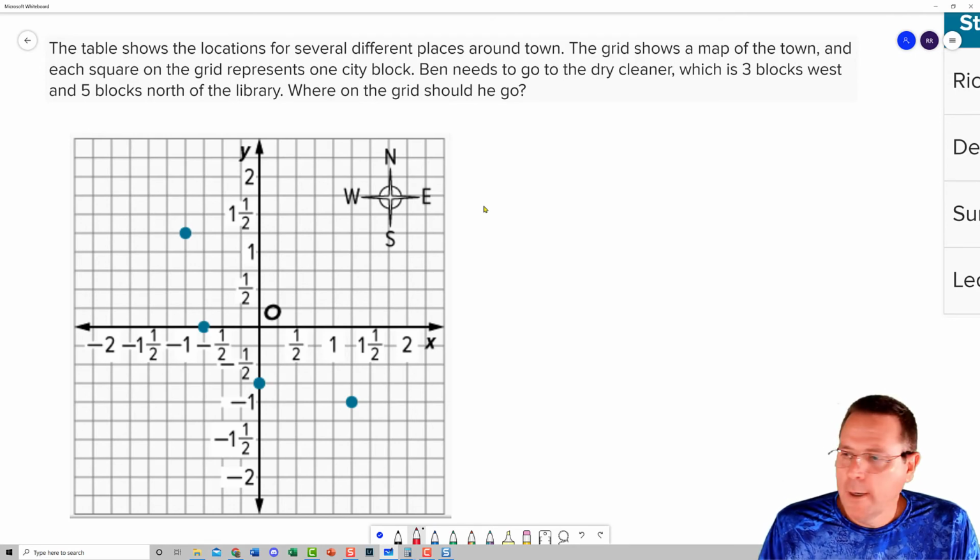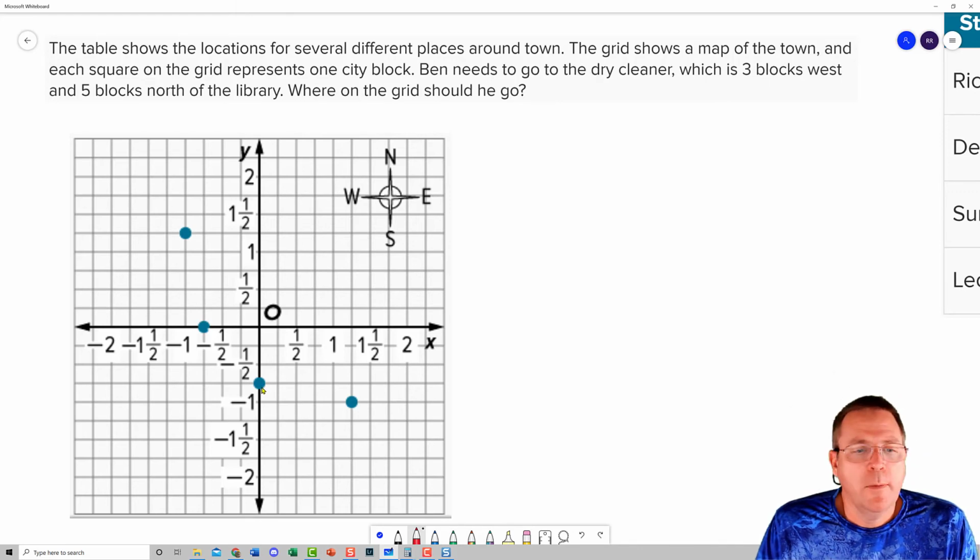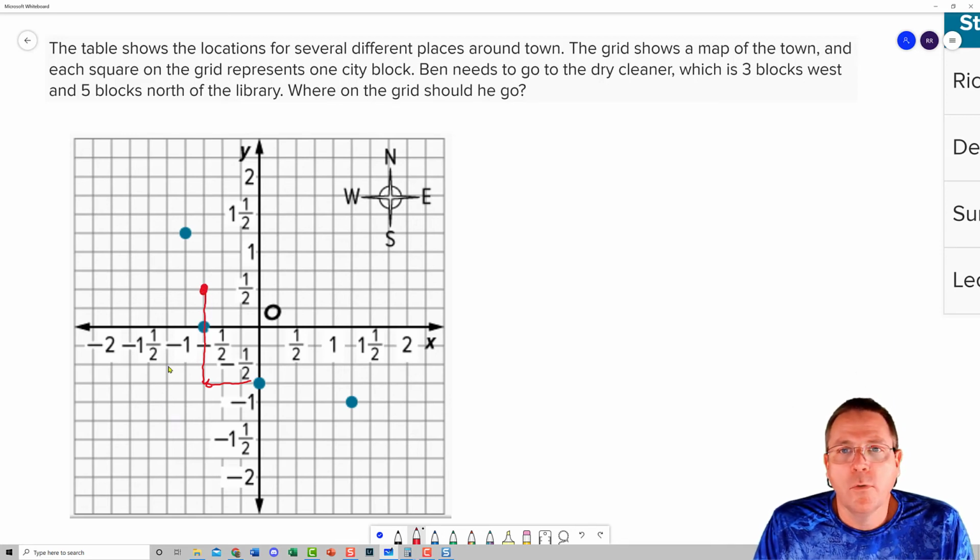Alright, so we have already acknowledged the fact that the library takes place right here. And he needs to go 3 blocks west. Well, if you know your chart up here, it even shows you west is that away. So he's going to go 1. Actually, it said each square on the grid represents one city block. So he's going to go 1, 2, 3, which is going to give us a spot there. So we just draw an arrow to that point. That's going to be our 3 spots to the west. And he's going to go 5 blocks north. 1, 2, 3, 4, 5, and that's going to put him at this location on the coordinate plane.